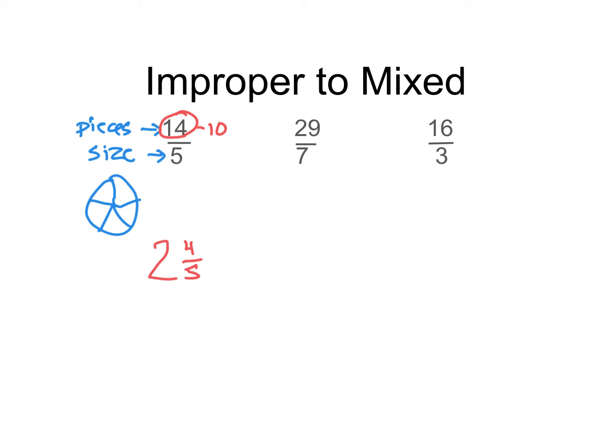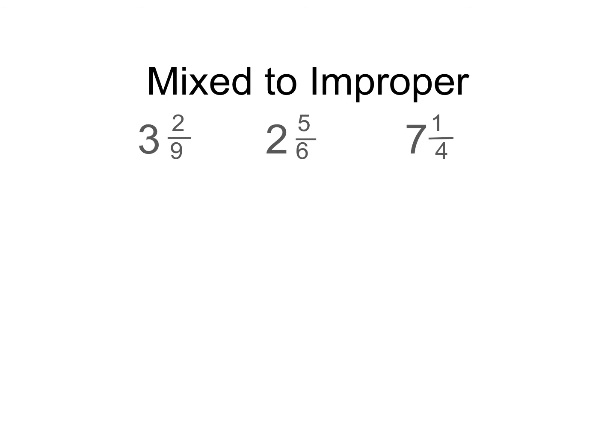Okay, then next, I'm asking myself, how many times does 7 fit into 29? It fits in there 4 times. When I take 4 groups of 7 out, I'm taking 28 pieces out of that group. So there's just 1 piece left, and the size of the piece is 7ths. And the last one, how many 3s fit into 16? 5 fit, that would be 15, and I have 1 left. Keep the same denominator.